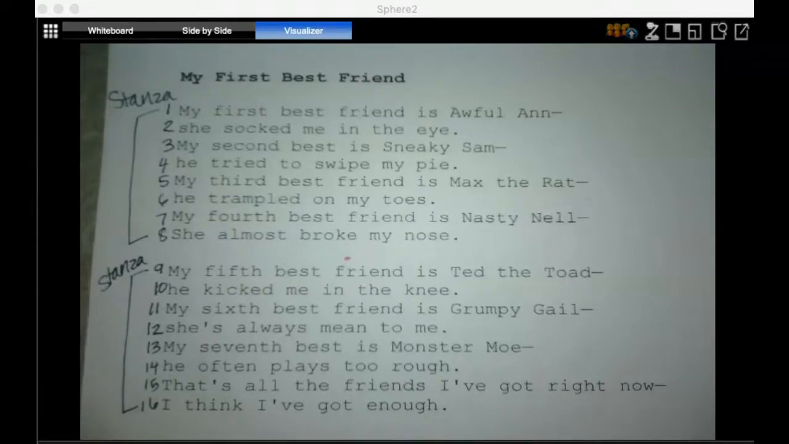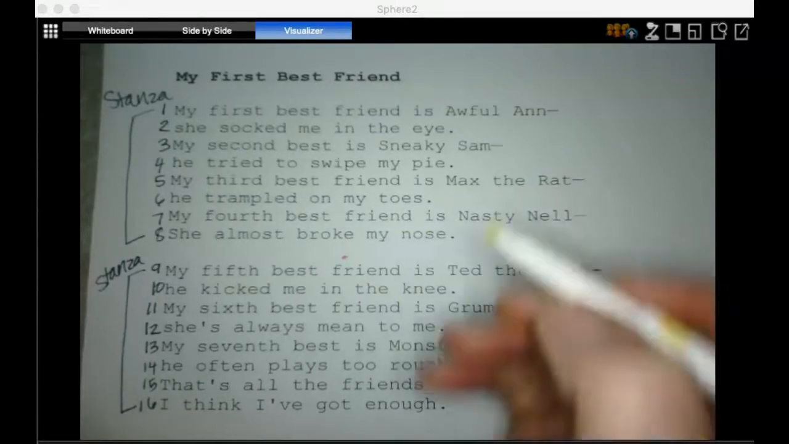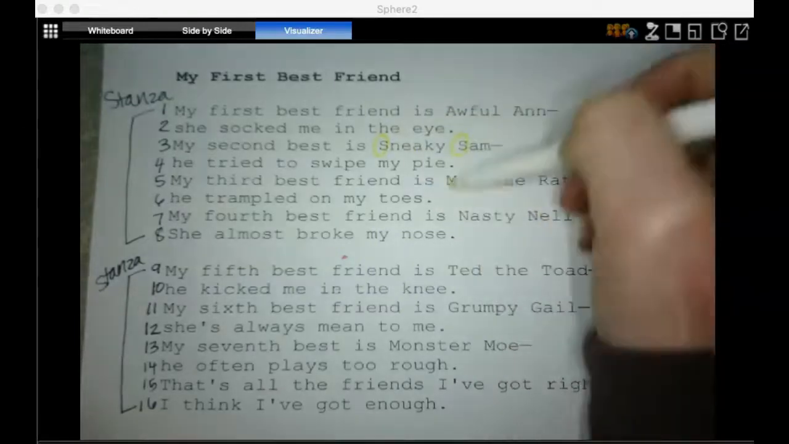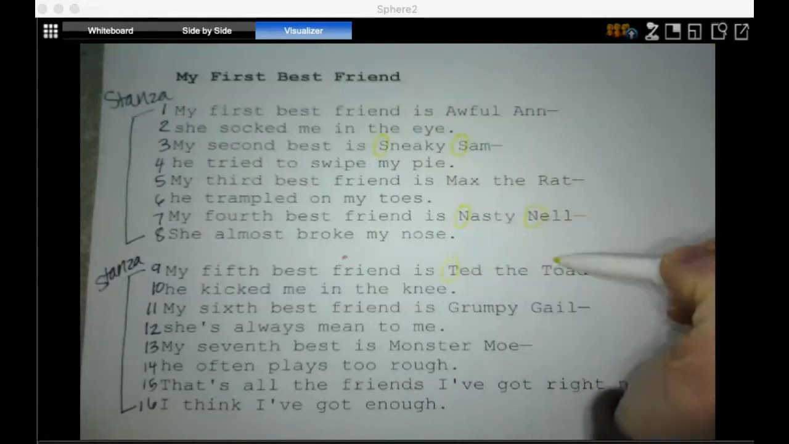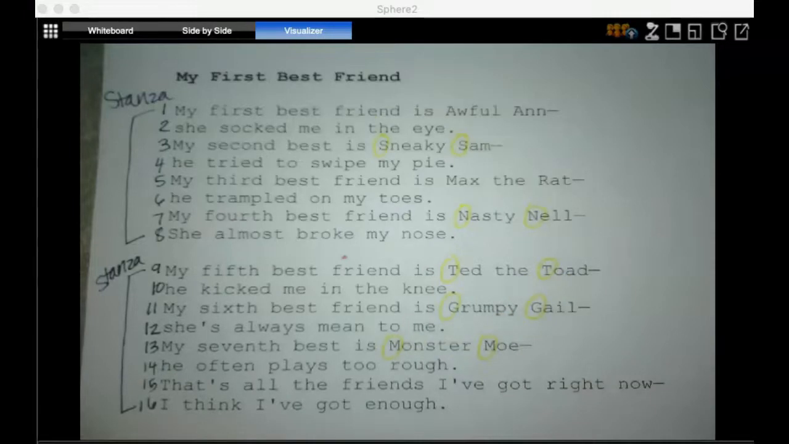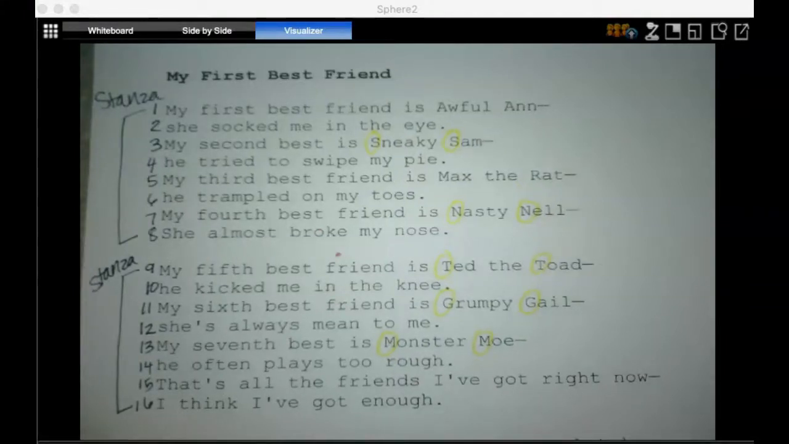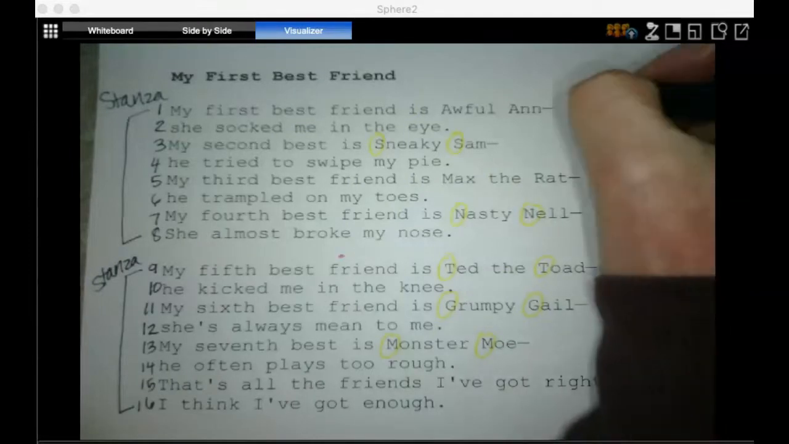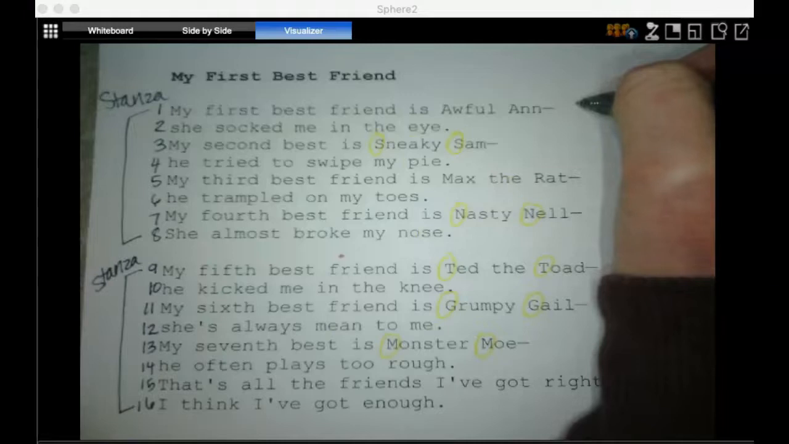Then I can go through and look for alliteration. That was first on our list, right? So I have things like Sneaky Sam, Nasty Nell, Ted the Toad, Grumpy Gale, Monster Mo. This should sound familiar because this is exactly what we worked on earlier in the week. This is the poem we practiced our alliteration with. But today I want to show you how I would go through and look for some rhyming words. And we use letters to note any kind of patterns that we might see.